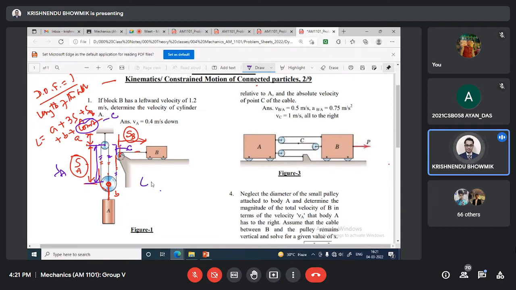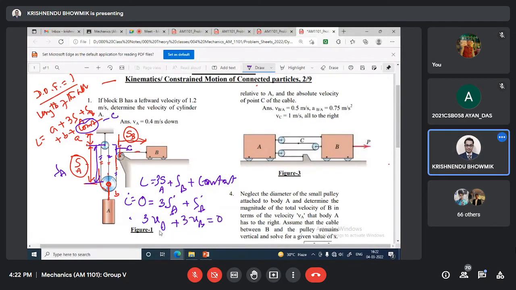That means L equal to 3SA plus SB plus some constant. Again, this length is fixed. It is not extensible. Fixed length. So somebody can have 0 equal to, doing the derivative, L dot equal to 3SA dot plus SB dot, or 3VA plus VB equal to 0. Now why one is positive, other is negative, you can understand.